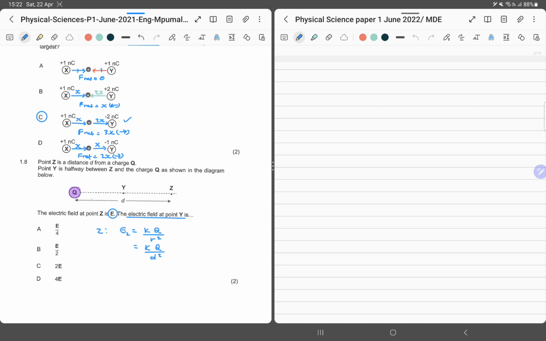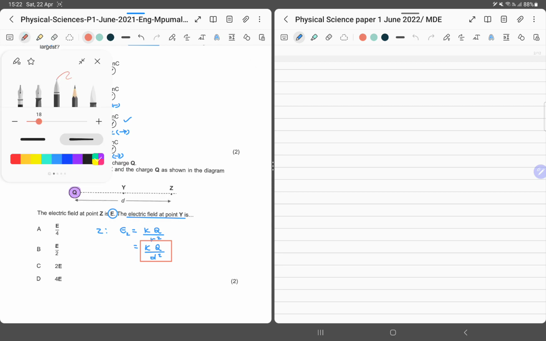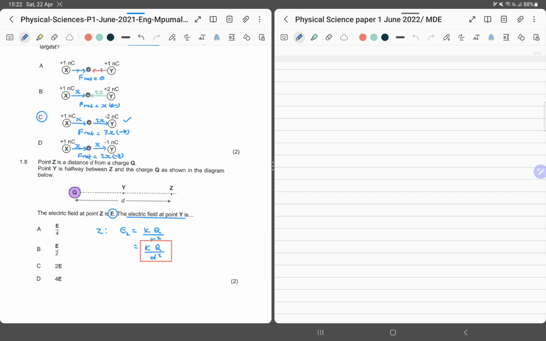Okay, because they said the distance is D. Now, what we formulate is the fact that this ratio here represents the answer that we were given, that it is E. Okay, so we're getting that expression for E. Now, what do we want? We want the resultant force at Y, because the electric field, it's a vector.